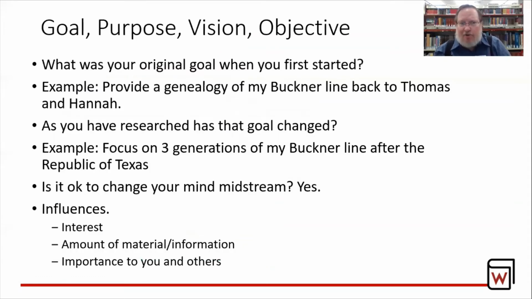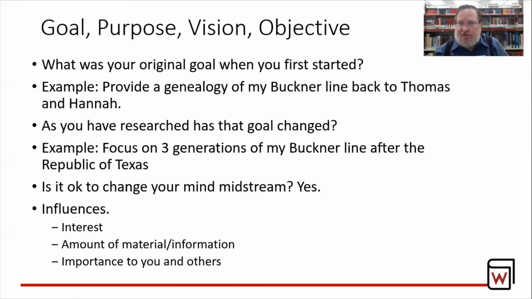Okay. Our goal, purpose, vision, objectives. What was that original goal that you first had when you walked in the door as a beginner and said, most people say, I really want to pass on my family knowledge to my children, to my grandchildren, to my family. I'm kind of the designated historian. And I want to make sure that our story is remembered, it's told correctly. So my first goal would have been probably to research back the Buckner line to the Thomas and Hannah that had like multiple children. That was a good goal to have at the beginning.